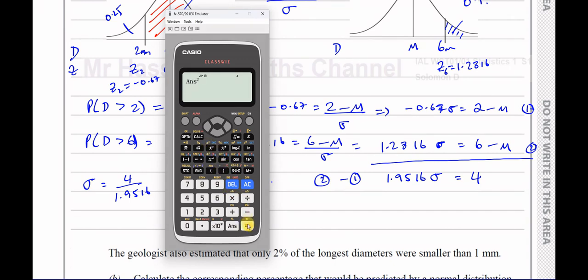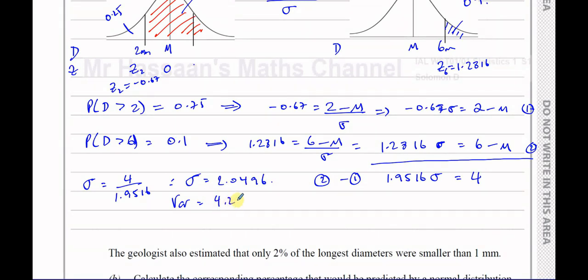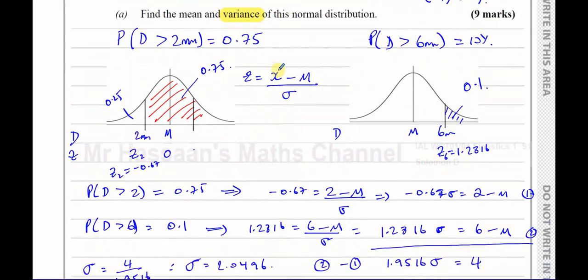Okay, so you've got to take the answer and square it, which gives you 4.20086. So to 3SF, that would be 4.20. That's the variance. Okay, this is the standard deviation. So the mark scheme says 2.0496, but the variance is actually 4.20. That's what the answer is according to what the question is asking.